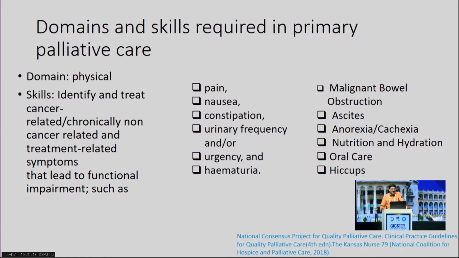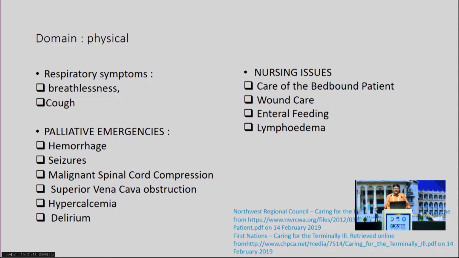in primary palliative care, like how to identify and treat cancer-related or chronic non-cancer-related and treatment-related symptoms. You have to take care of pain, nausea, constipation, urinary frequency, urgency, and hematuria. If they develop malignant bowel obstruction, you have to take care. You have to take care of ascites, anorexia, and nutrition. A lot of people during palliative care will stop eating, and whatever you do, they will not eat. If you try to feed them through a nasogastric tube, they will pull it out. They don't want to continue. So these things we need to address.